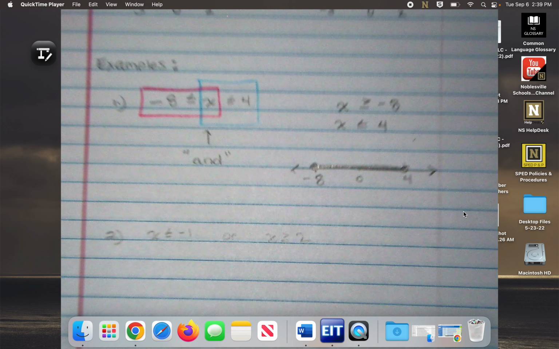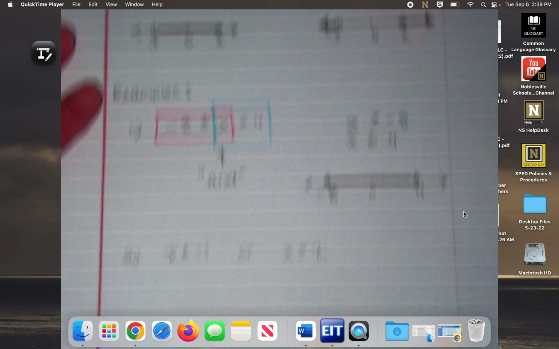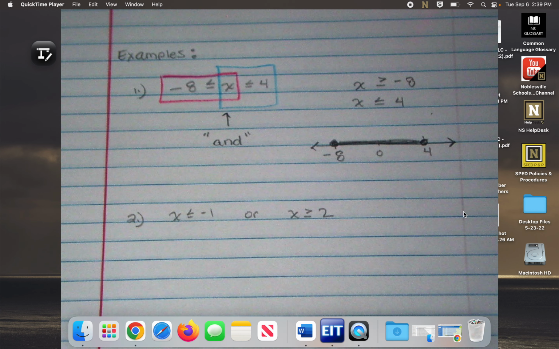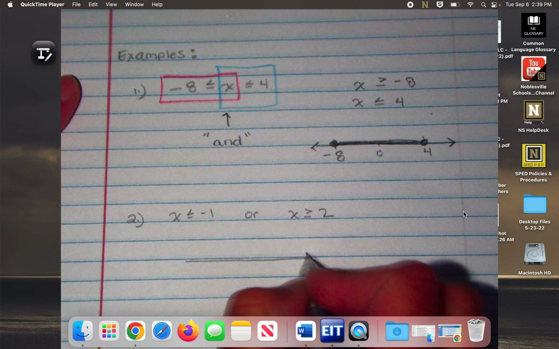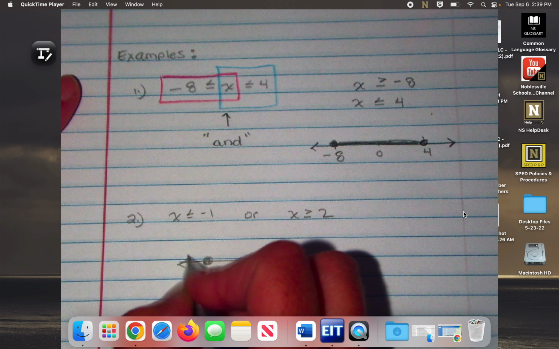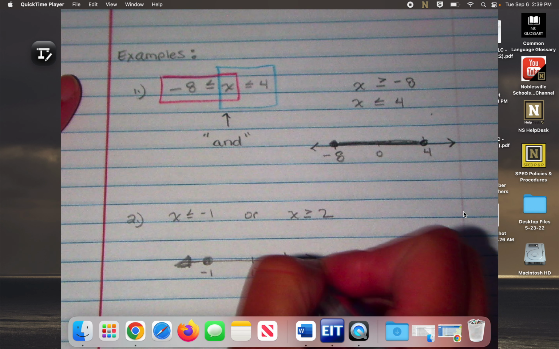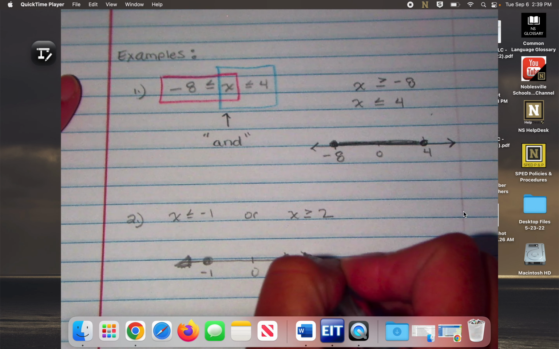So I told you when we started this, it will be really obvious if it's and or or, and I wasn't lying. The word or will be in the or inequalities, okay? Pretty obvious. If you miss this, I can't help you, right? So I'm going to just draw my arrows accordingly, going in the opposite directions.